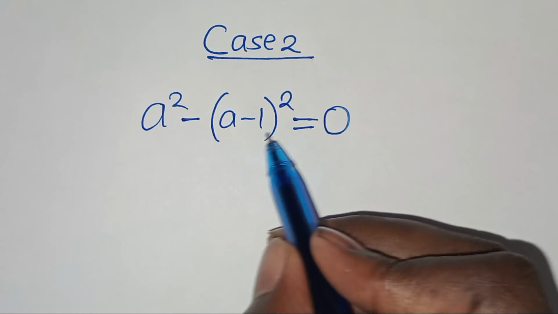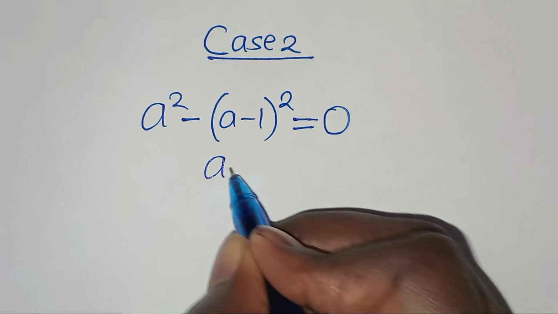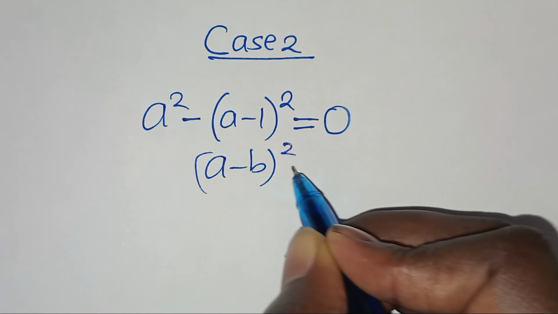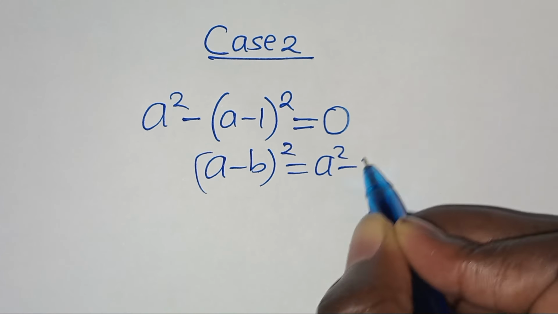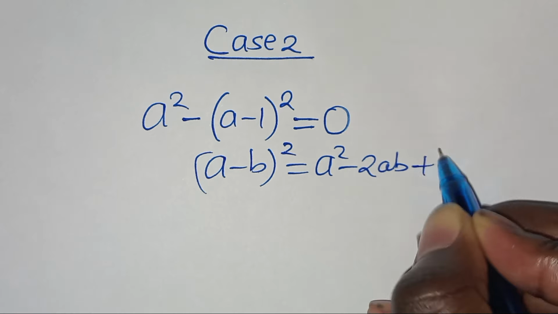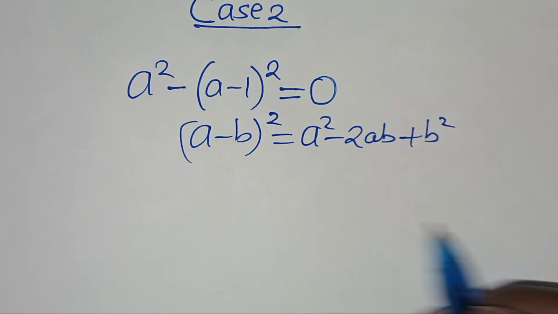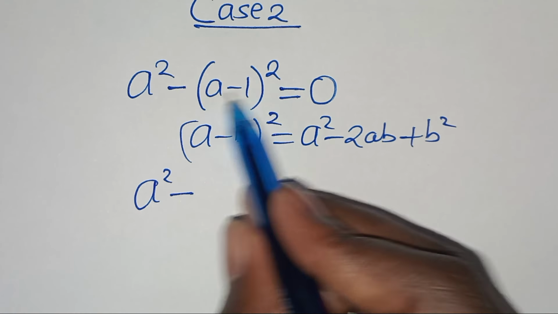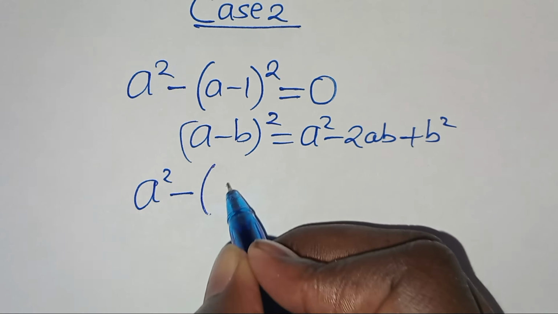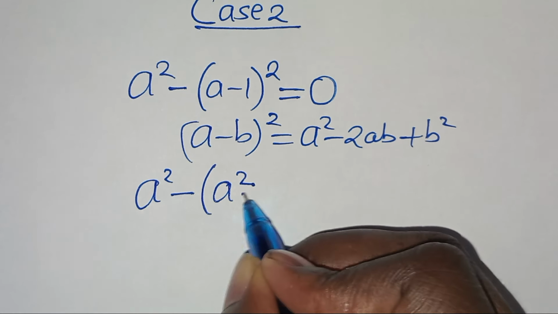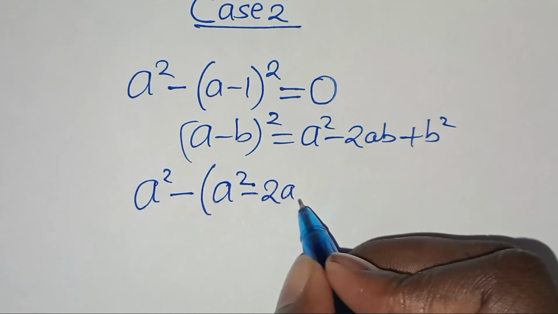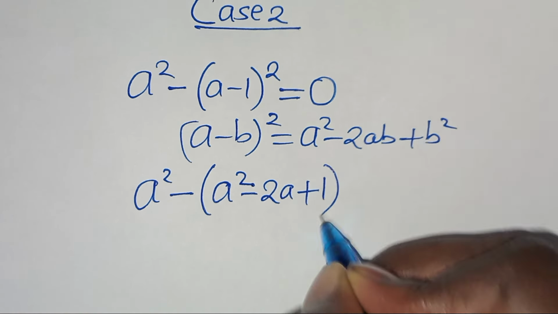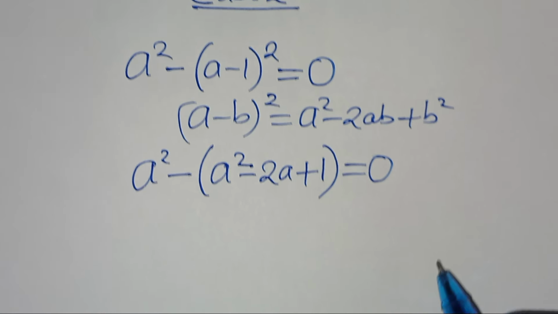So we have that (a minus 1) to the power of 2. This is in the form of (a minus b) to the power of 2, which we can express as a squared minus 2ab plus b squared. So we have a squared, subtract, let's open the parentheses here: a squared minus 2a plus 1. This is equal to 0.